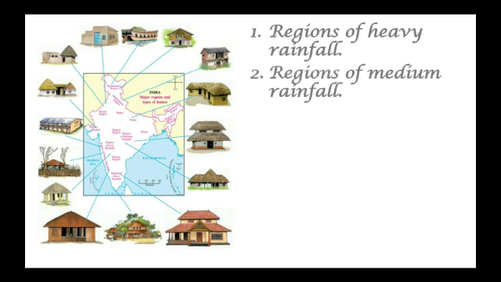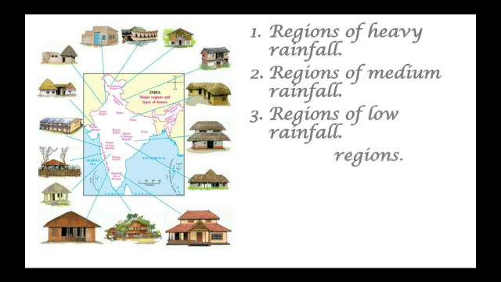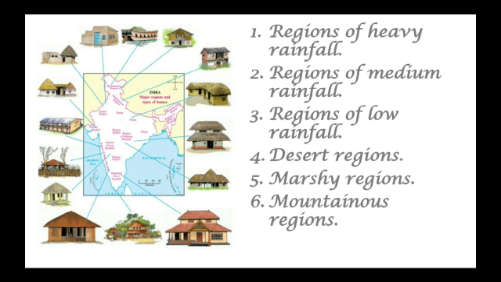You have to open the textbook and observe the map carefully. The first one is regions of heavy rainfall. Second one is regions of medium rainfall. Third one, regions of low rainfall. Fourth one, desert regions. Fifth one, marshy regions. Sixth one, mountainous region. And seventh one, plains. So these are the different regions according to which the construction is given.